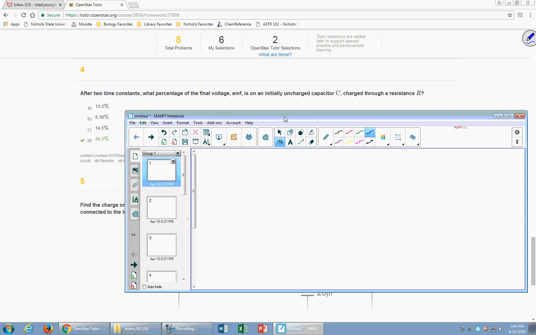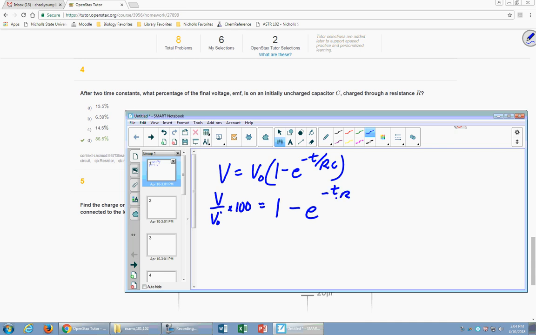But I know that the voltage is equal to V naught times 1 minus e to the minus t over RC. And then if I want to know the percentage of the final voltage that's on this initially uncharged capacitor, I just say V over V naught. That'll give me my percentage. I'll need to multiply it times 100 to make it into a percent. But then that's going to be equal to 1 minus e to the minus t over RC.